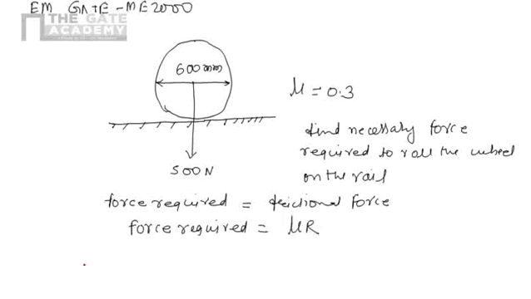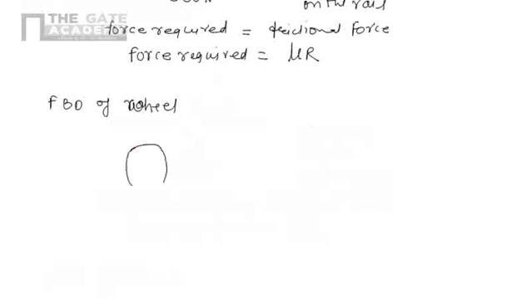And if we draw the free body diagram of the wheel, here the weight is acting, it is 500 Newton, and there will be a reaction R. I am drawing the free body diagram representing only the forces in the y direction. So by sigma Fy equals 0, we can write R equals 500.